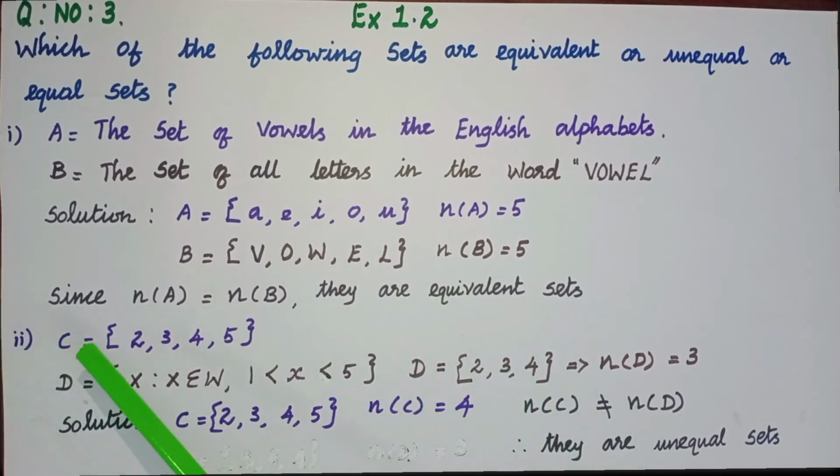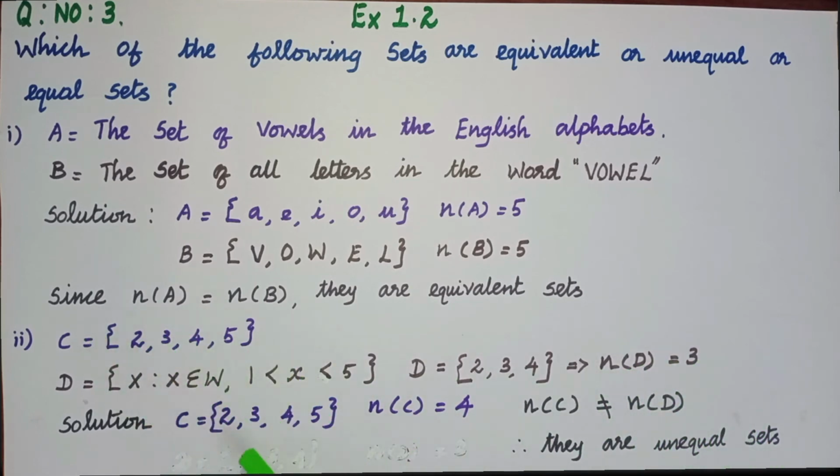Second subdivision, set C equals 2, 3, 4, 5. Set D equals x such that x is an element of whole numbers and x is greater than 1 and lesser than 5. Now we list set D first. Set D equals x greater than 1 and lesser than 5. So we write 2, 3 and 4. The number of elements in set D is 3. Therefore, the cardinality of set D is 3.